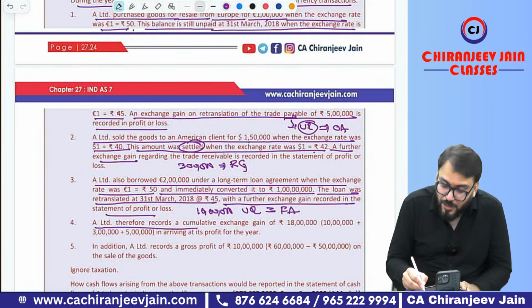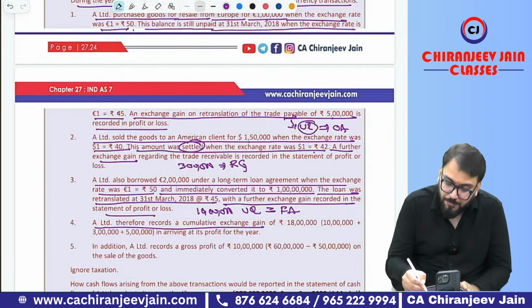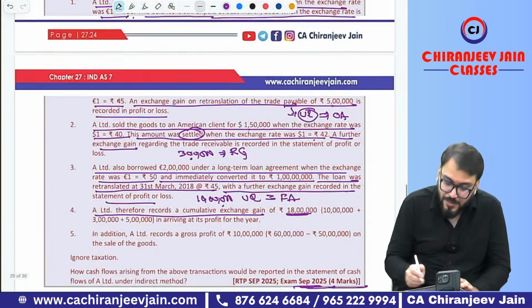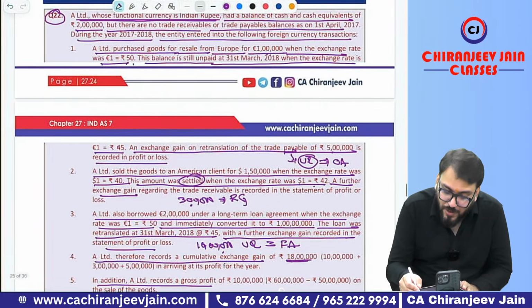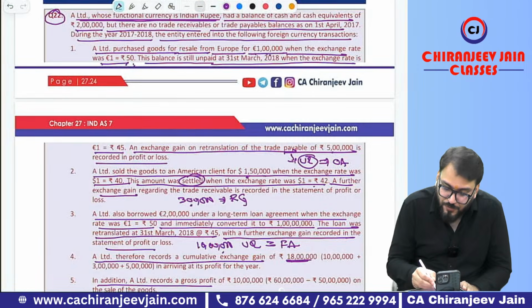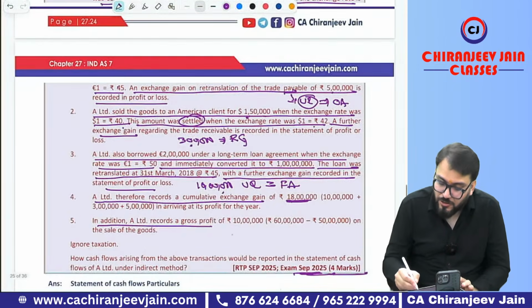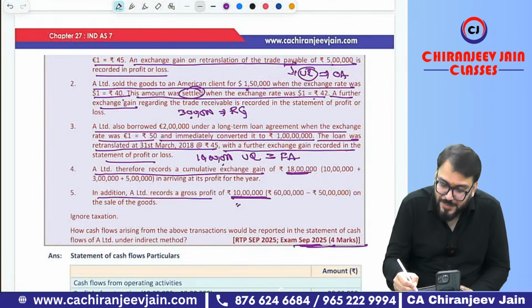A Limited therefore recorded cumulative exchange gain. What is the cumulative exchange gain? It is 5 lakh plus 3 lakh, 8 lakh, plus 10 lakh, 18 lakh. So 18 lakh exchange gain. In addition, A Limited recorded gross profit. Gross profit will be how much? You can see 1 lakh into 50, 50 lakh is purchase, and 1,50,000 into 40, 60 lakh is sale. So there is a gross profit of 10 lakh. Means what is the total profit? Total PBT is 10 lakh plus 18 lakh, that is 28 lakh.